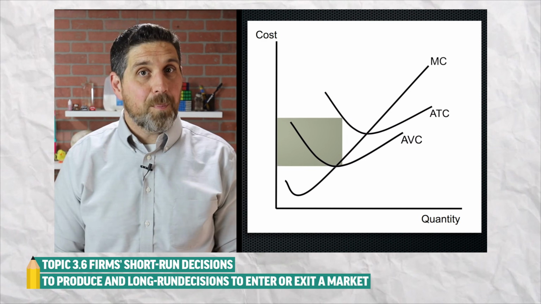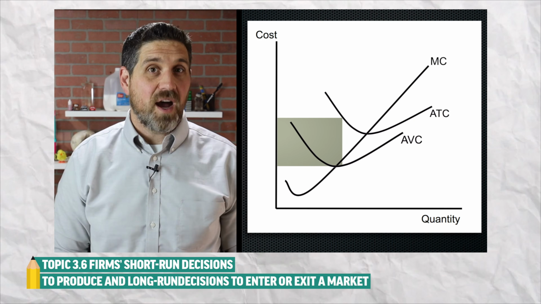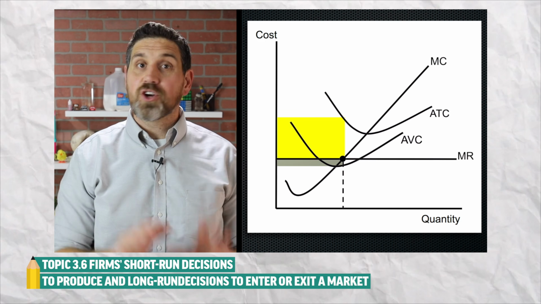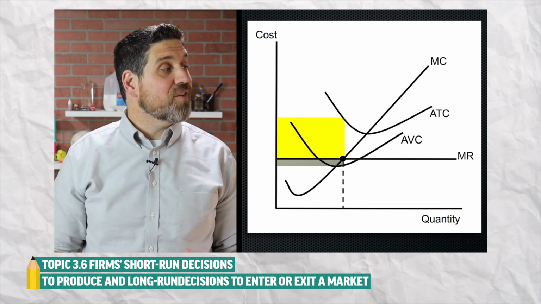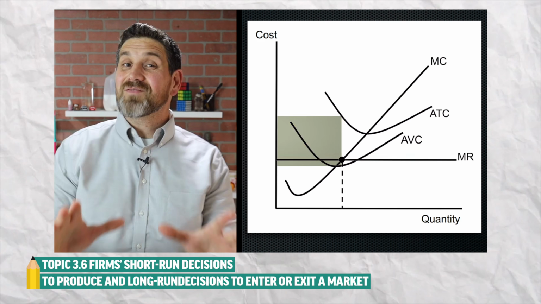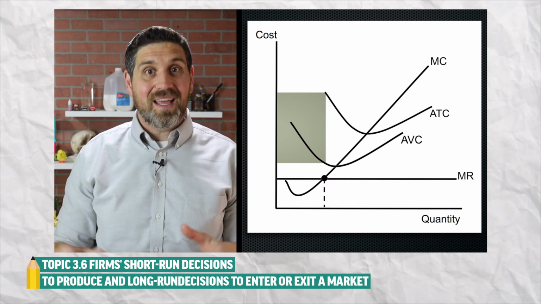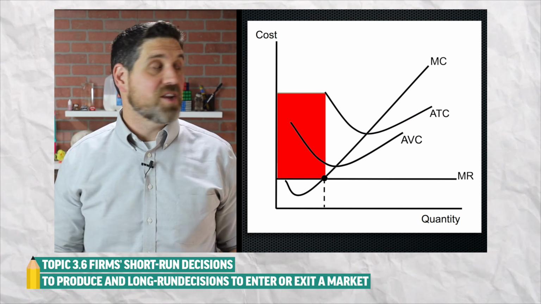Even if you produce no output, you're still gonna have to pay your fixed costs. When the price is below the average total cost, but above the average variable cost, you're gonna make a loss, but at least you're covering some of your fixed costs. But if the price keeps falling and falls below the average variable cost, then eventually that loss is gonna be bigger than your fixed costs.